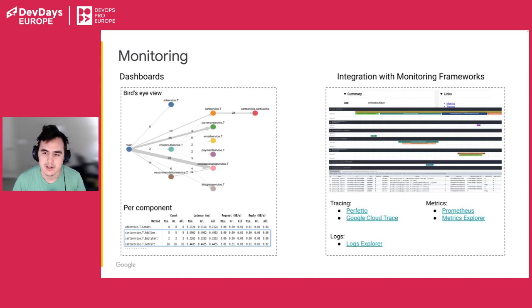Over here, this is a picture of Perfetto. It's a Google tracing tool that runs in your browser that you can use to view traces locally. And again, just reiterating, we integrate with things like Perfetto, CloudTrace, Prometheus, Metrics Explorer, Logs Explorer, stuff like that.